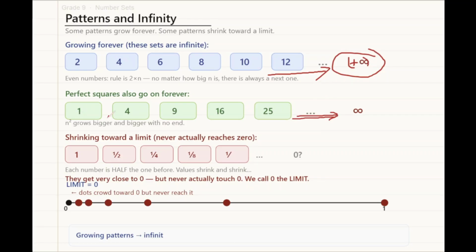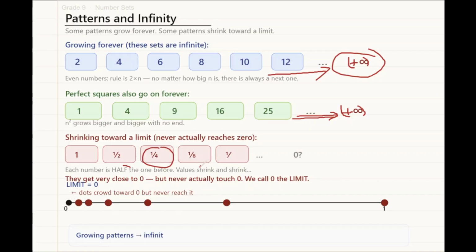The next pattern which you can see here is a perfect square pattern. Whatever perfect square you can think of, you will always get a next perfect square. So this pattern also grows infinitely, and we say its limit is positive infinity. All right, now let's move to the shrinking pattern. Here you can see a shrinking pattern where the next number is half of the first one. Similarly, this number is half of the previous one.